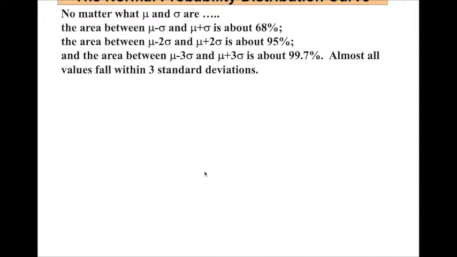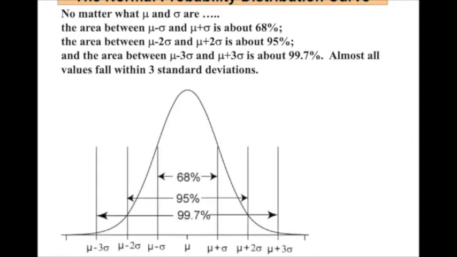All right, so this is very important for you to remember and to understand. No matter what mu and sigma are, or no matter what mean and standard deviation are, the area between mu minus sigma and mu plus sigma is about 68%. So let me generate the curve. The area between mu minus sigma and mu plus sigma, this part here, is about 68%.